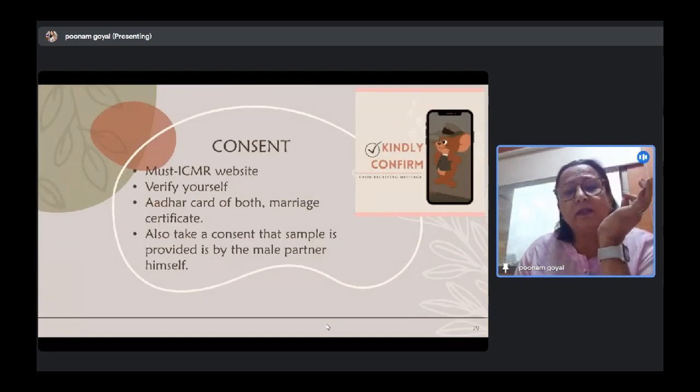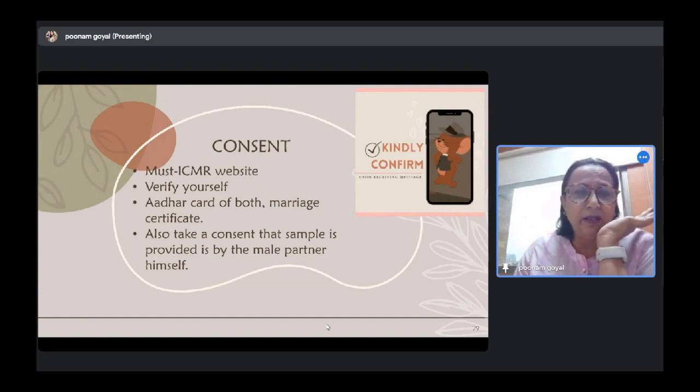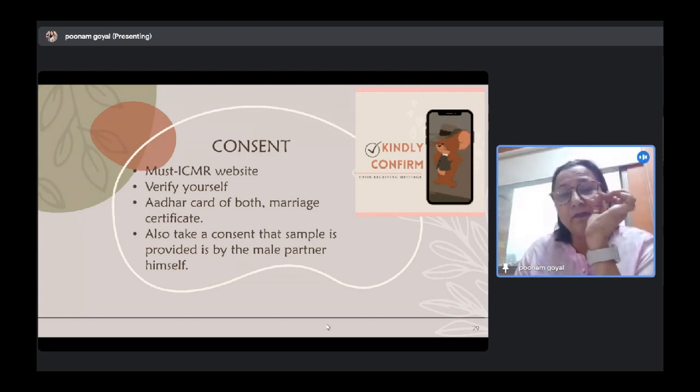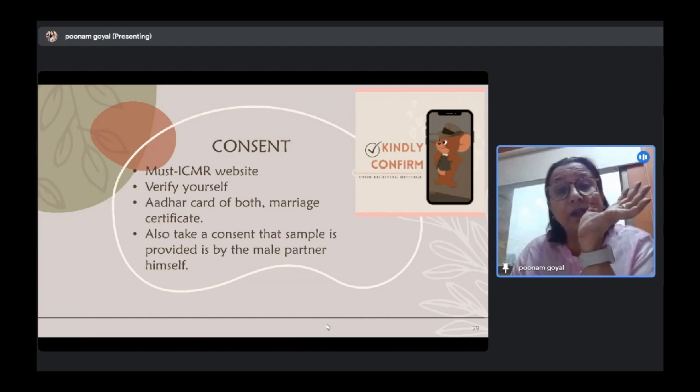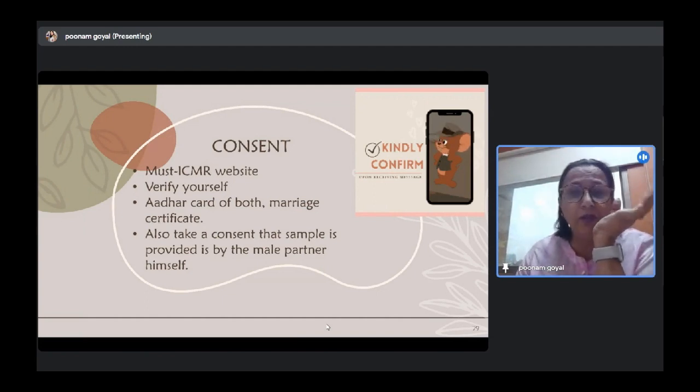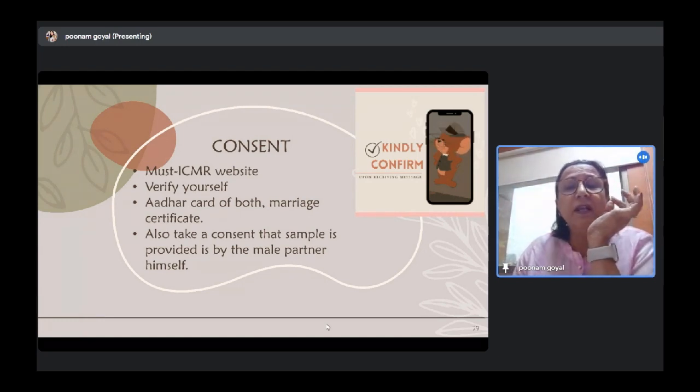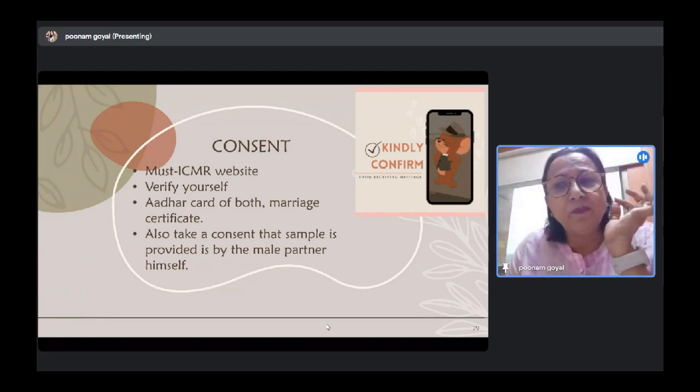For consent, you must visit the ICMR website to get the consent, and use that consent only, now in the new ART law. Verify what the patient has given you, Aadhaar card, marriage certificate, that you should verify yourself only. You should not leave it to your staff. Also take a consent that the sample provided is by the male partner himself.